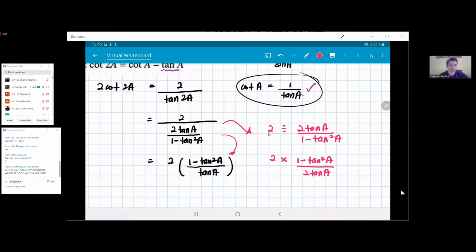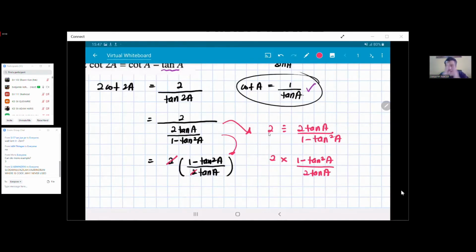Okay, just terbalikkan. Oh, hang on. I forgot one thing. There's a 2 here. So once you terbalikkan, now the 2 and this 2 kita boleh buang. Buang the 2. So now you have 1 minus tangent square over tangent. Remember last week I said kalau pecahan 2 kita gabungkan, you combine. But now you got one single fraction. One single fraction we can separate.